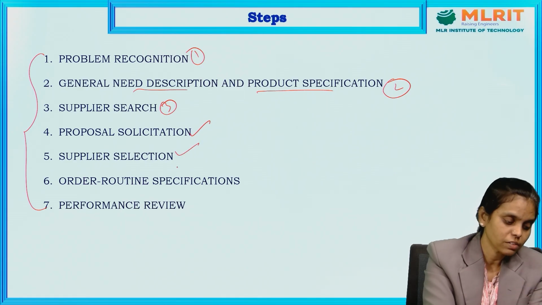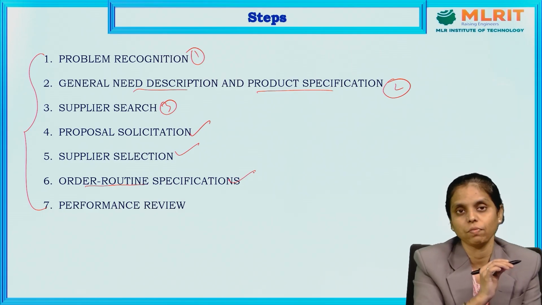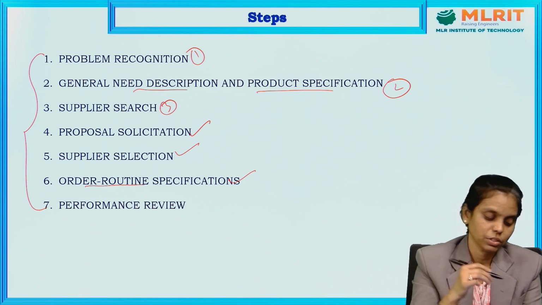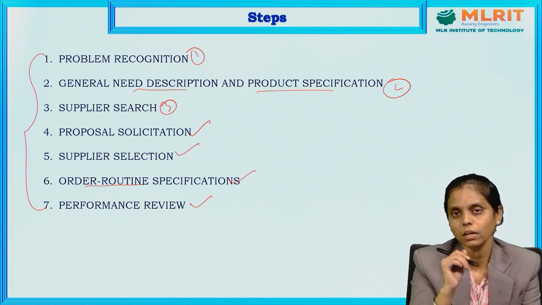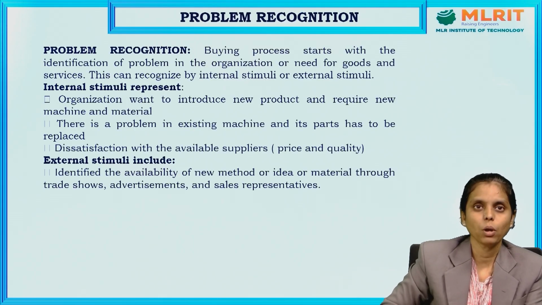After selecting a supplier, we will go with order routine specifications. With respect to that specific order, we will take the routine decisions. And last, we will review the performance with respect to that purchase. Now, let us start with the first step, that is problem recognition.